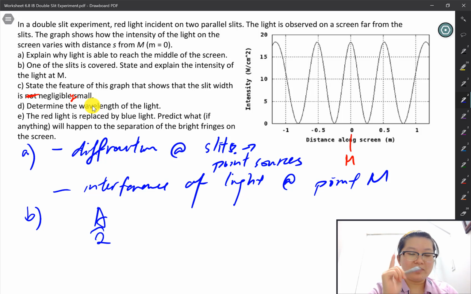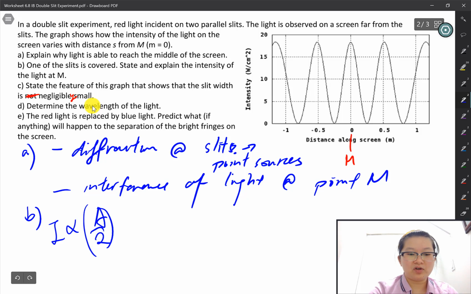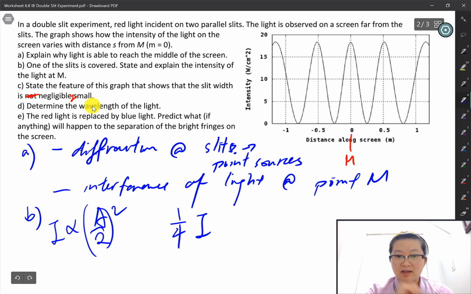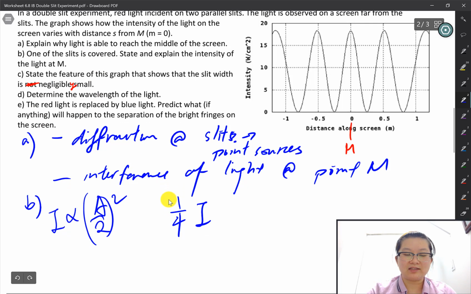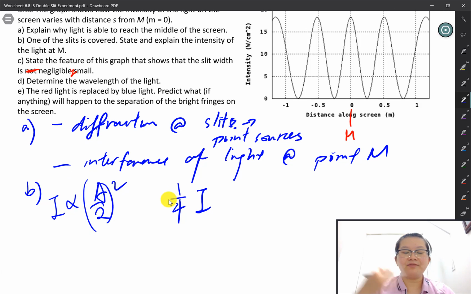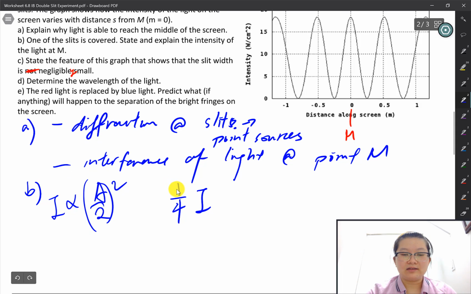But remember, when we talk about intensity, it is directly proportional to the square of the amplitude. So in fact, we're going to get 1/4 of the intensity that we had before, because we lose one of the amplitudes, and it scales by half, then gets squared, which then becomes 1/4.